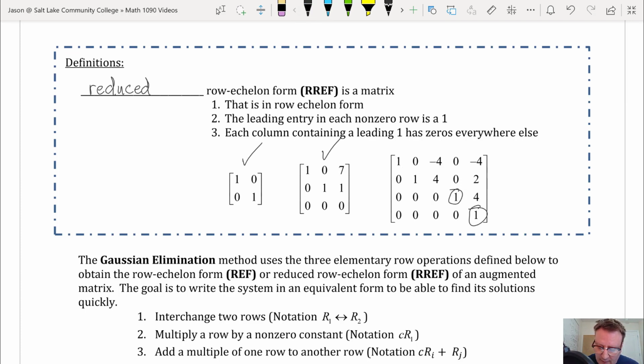Let me get rid of these. But because of these entries right here, this is not in reduced row echelon form, but it is in row echelon form. We usually just shorten that to REF.